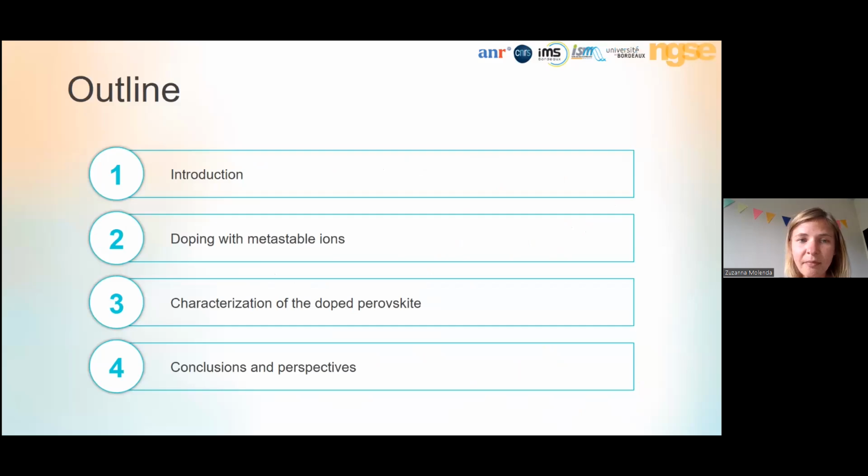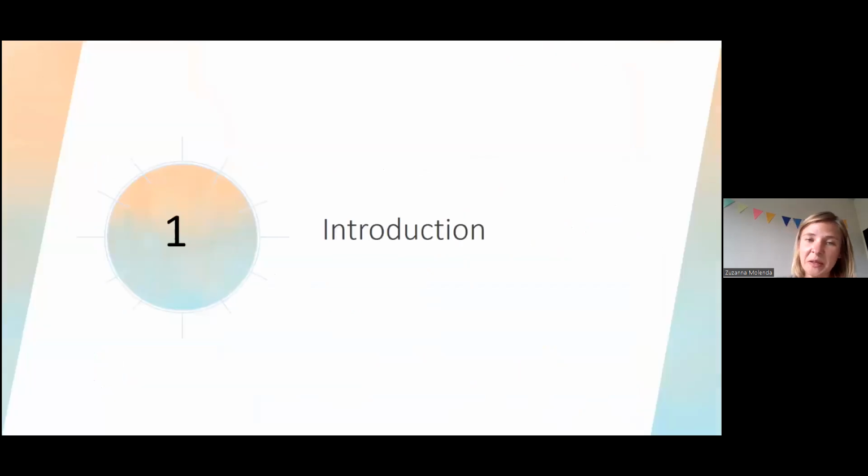institution. So today's presentation, I divided into 4 sections. First, the introduction, of course, then I will talk about my approach for doping using metastable ions. Next, I will talk about the characterization of the doped perovskite layers, and I will finish with conclusions and perspectives.